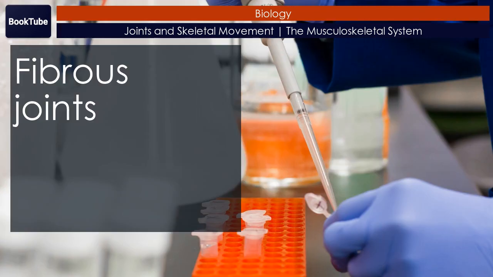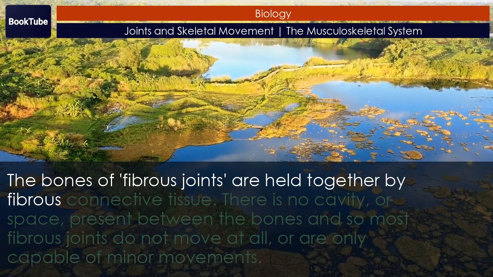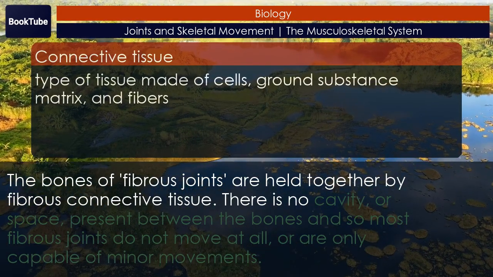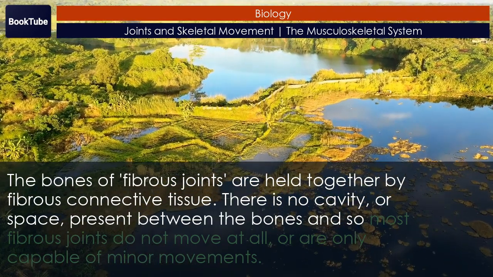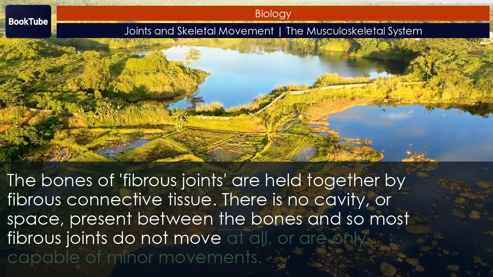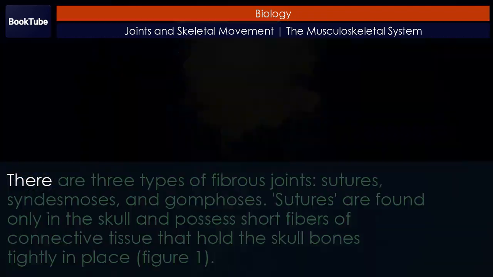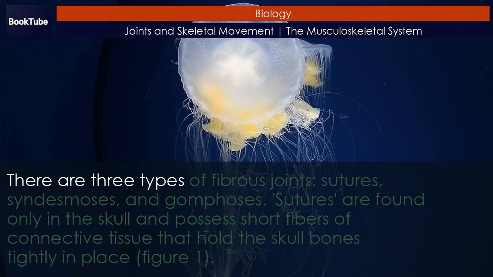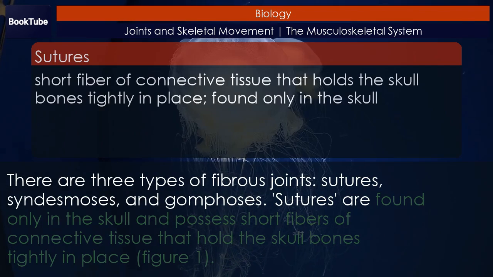Fibrous joints. The bones of fibrous joints are held together by fibrous connective tissue. There is no cavity or space present between the bones, and so most fibrous joints do not move at all, or are only capable of minor movements. There are three types of fibrous joints: sutures, syndesmoses, and gomphoses.